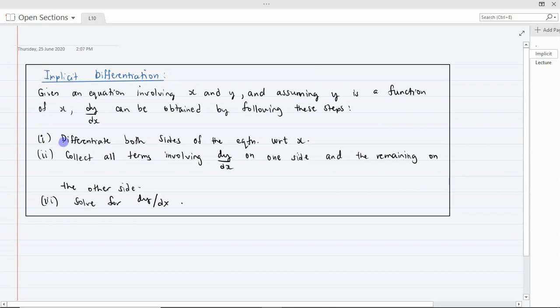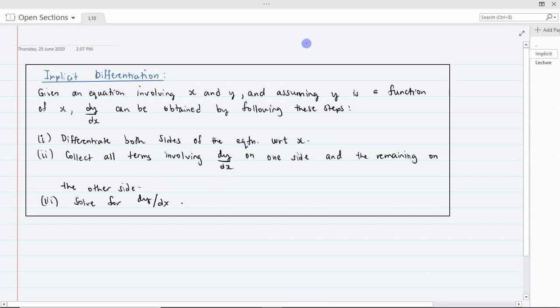Unang-una, you differentiate both sides of the equation with respect to x. Okay? Differentiate nyo lang. Yung katulad lang ng ginagawa natin so far. And then, yung pangalawa, you collect all terms involving dy dx on one side and the remaining on the other side. Decide lang kayo saan nyo gusto ilagay si dy dx, usually sa left. Pero kayo bahala kung saan nyo gusto. Basta kapag nilagay nyo na siya sa isang side, nasa kabila na yung mga walang dy dx. And then finally, you solve for dy dx.